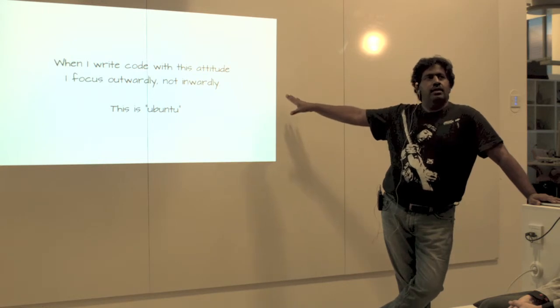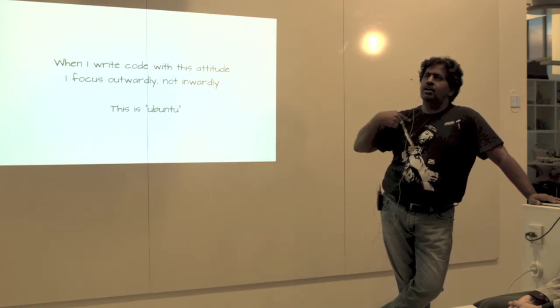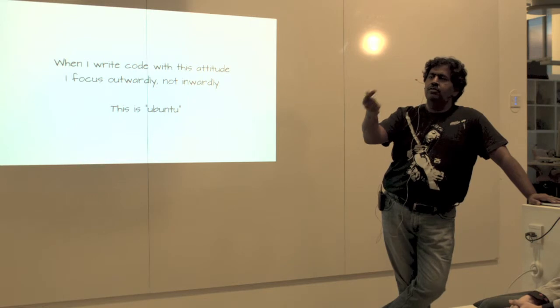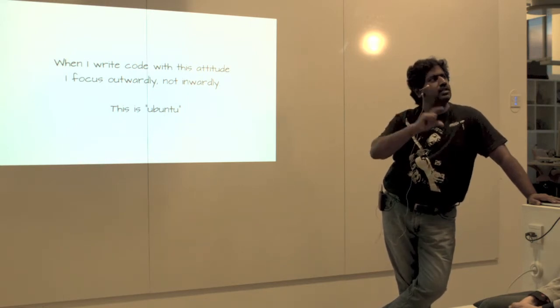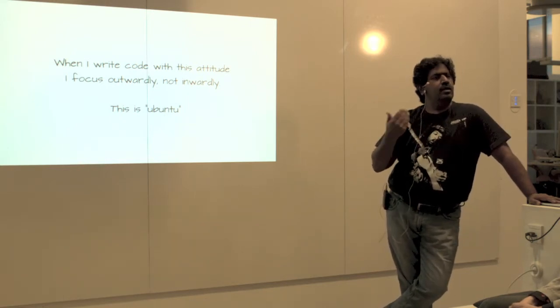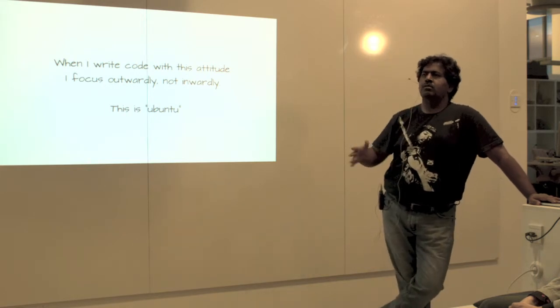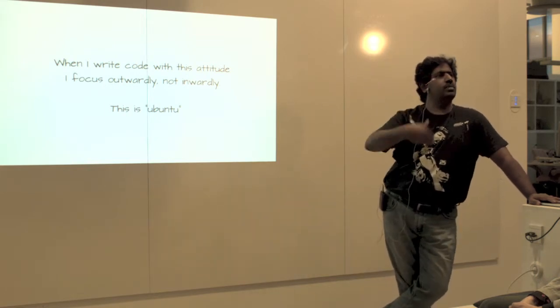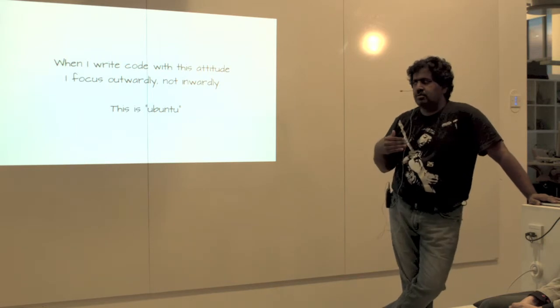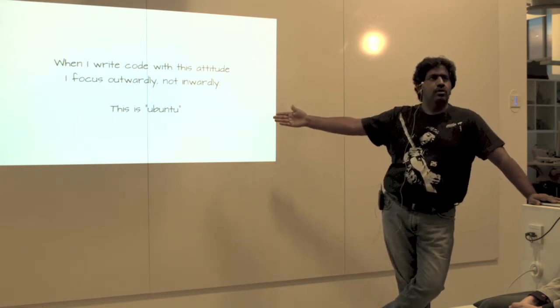So I found that when I write code like this, I focus outwardly. I don't focus inwardly. With the muscle memory style of refactoring, I think about my goals for clean code, whereas this makes me focus on the person next to me. So this is what I call Ubuntu coding.